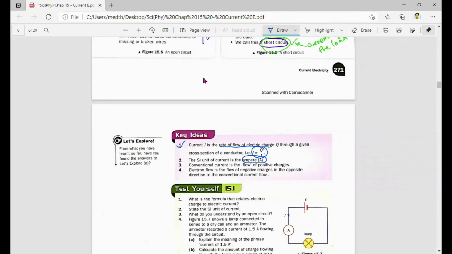One is called the conventional current. It's the flow of positive charges from positive to negative. Whereas electron flow is the flow of negative charges. To be exact, it is actually a flow of electrons in the opposite direction. What does it mean? It means from negative to positive. So that's for current. To sum up, this is the key idea behind what current is.